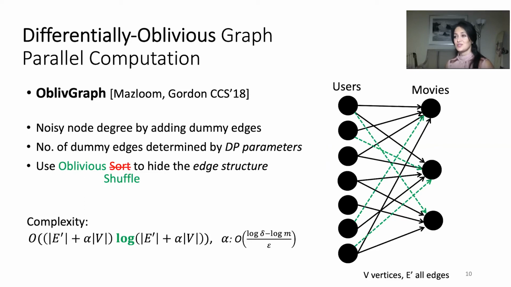Since we assume the data is encrypted, to hide the node degree, we only need to create some dummy edges and then just shuffle them with the real ones to hide the graph edge structure. The number of dummy edges is determined by differential privacy parameters epsilon and delta. And our secure shuffling operation takes only n log n computations, which costs a log factor less than oblivious sort. Using this new operation, we designed our own secure graph parallel computation framework and called it ObliGraph.